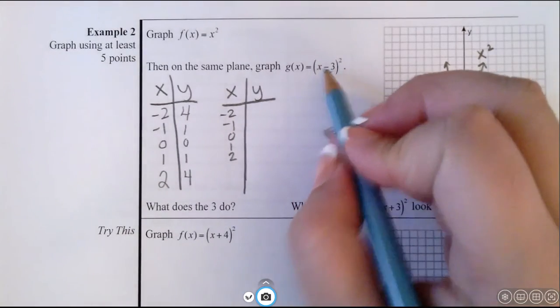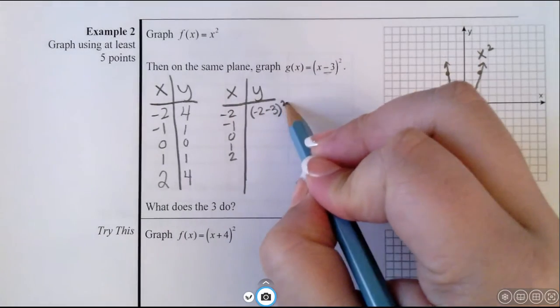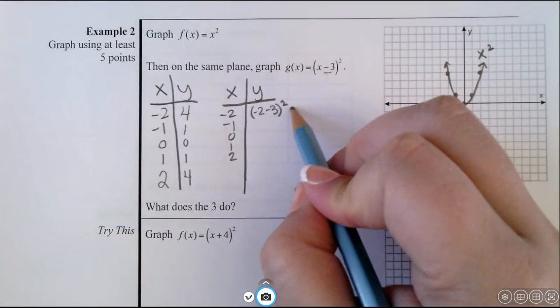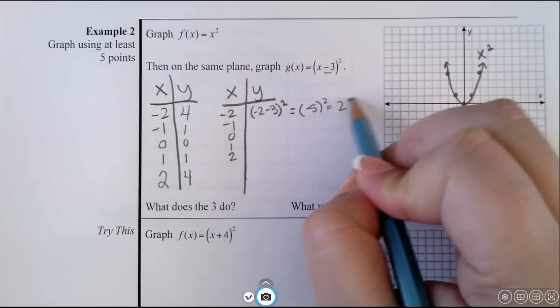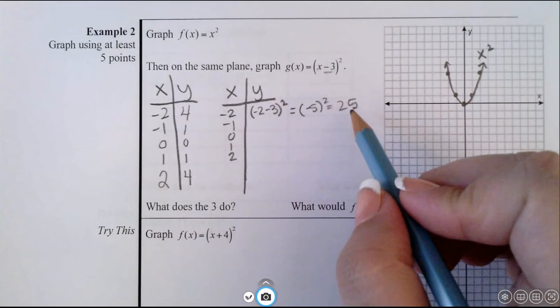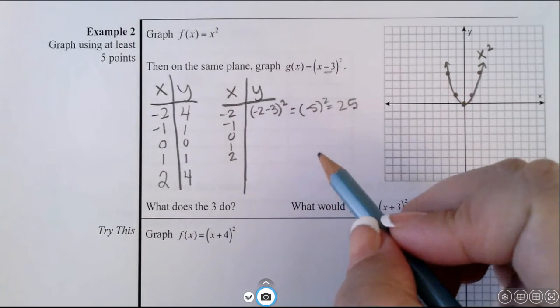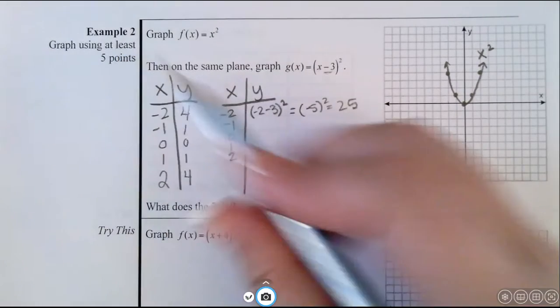Okay, well, now I have -2 minus 3 and then squared. So order of operations says I do the -2 minus 3 first. So that actually gives us -5 squared, which is 25. That's too big to graph on our plane. So we're going to choose not to graph that point, which means we're going to need another point later on because we have to use at least 5 points.